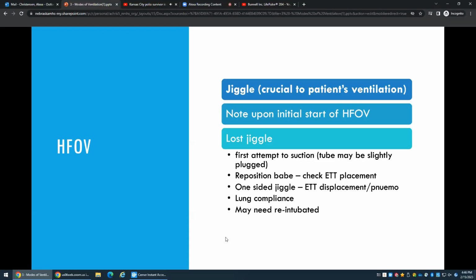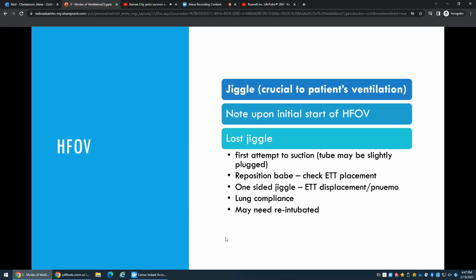So you kind of want to look and pay attention to what your jiggle is when you start the oscillator. You'll see the RT and the doctor maybe stand there when they very first put the baby on and just stare at the chest, because if there's no jiggle going on, they probably need to up those settings just a little bit.